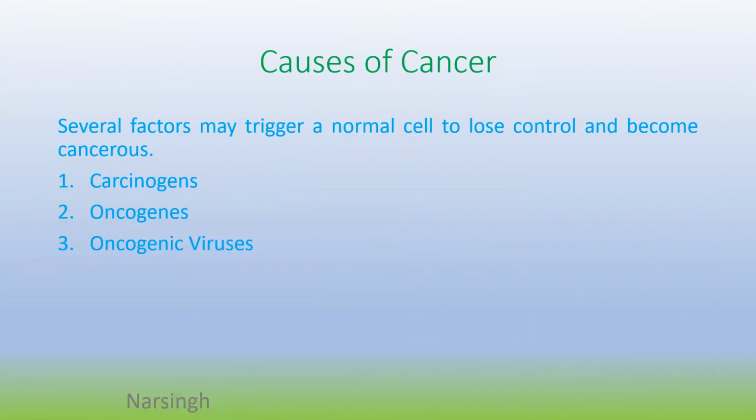Causes of cancer. Several factors may trigger a normal cell to lose control and become cancerous. Number 1 are carcinogens. Number 2 are oncogenes. Number 3 are oncogenic viruses.